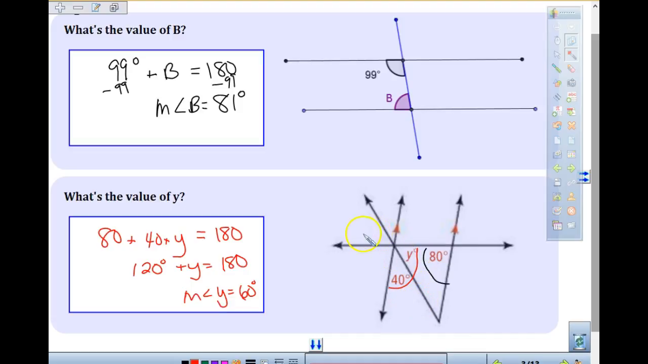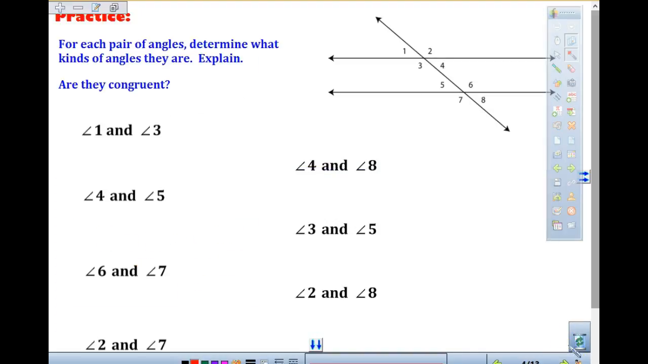If I would have asked you for this angle, once you could find that, this one would be 40 up here, right? Because they're vertical. Here would be 80 because they're vertical. This one would be 80 because it's vertical. So I had someone say, well, if I knew this was 80 and I knew 40, couldn't I go along a straight line and take 80 plus 40 and subtract that from 180? Yes, that's the same as what we did here. So there's lots of different ways of coming up with these answers.